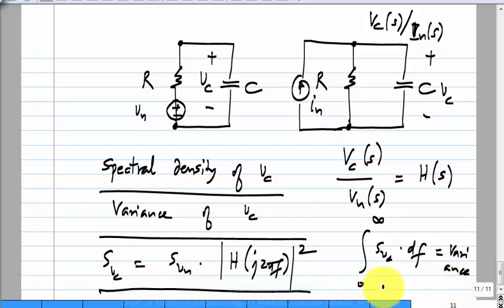Okay. Now, this calculation is simple enough, please do this before tomorrow's class, and the result is quite interesting, we will discuss that.